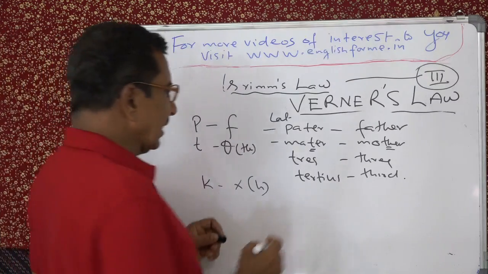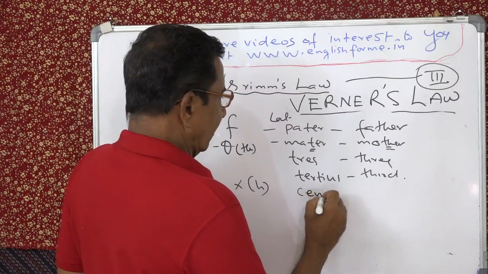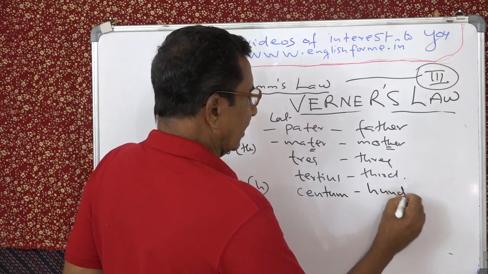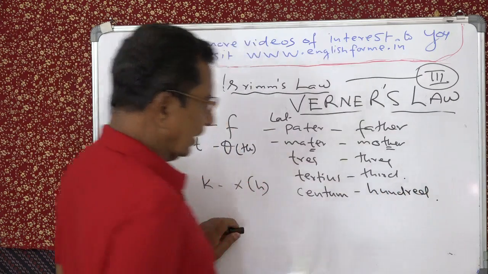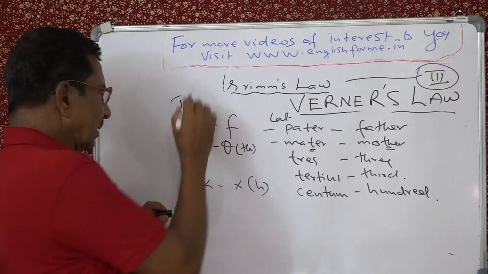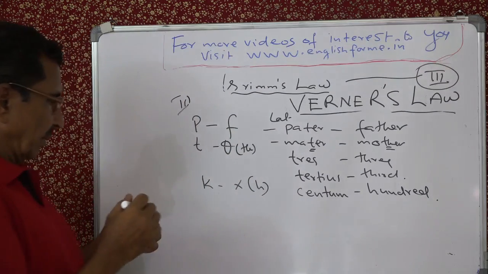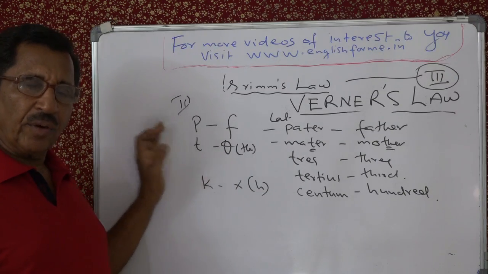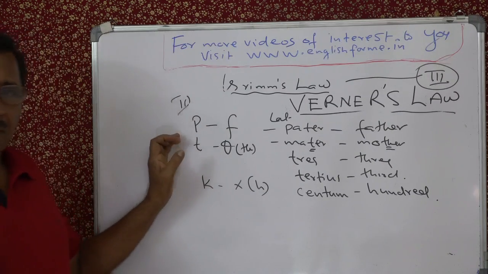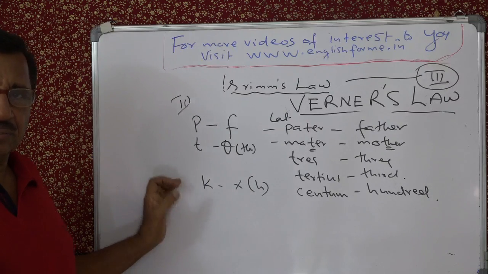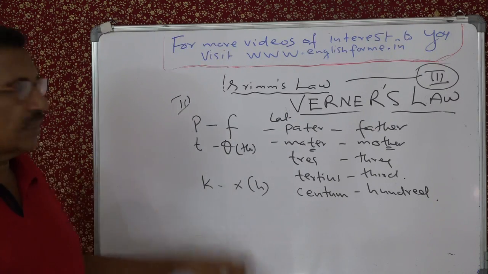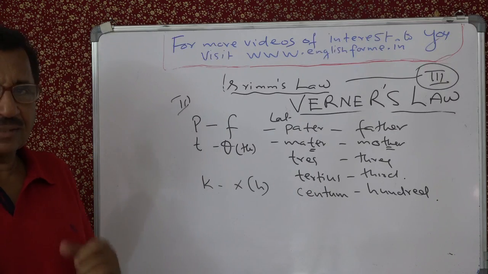Okay, then you have got centum, and you have got hundred. So I think so far we have done. This is the third law. The third law says, with the 3 correspondences, that voiceless plosives p, t, k have become corresponding voiceless fricatives f, th, and h.